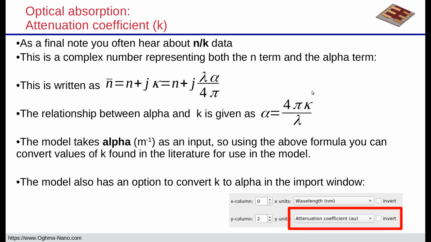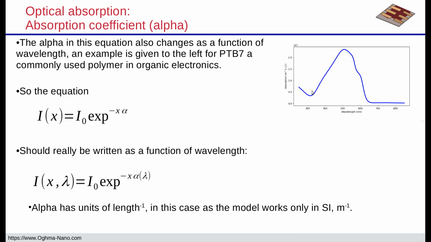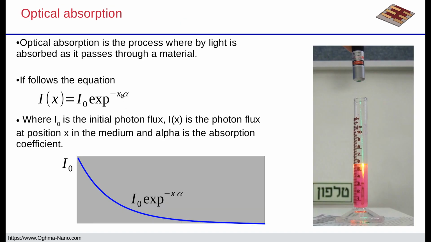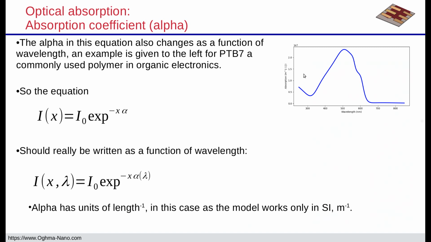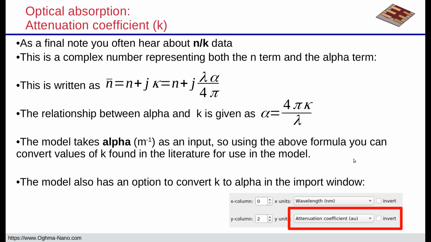Now, very often, absorption coefficient, so we've been talking up till now about this alpha coefficient here, which is in meters to the minus 1, and that's a plot of it there. This is the quantity that Ogman Nano uses in the model to simulate absorption.